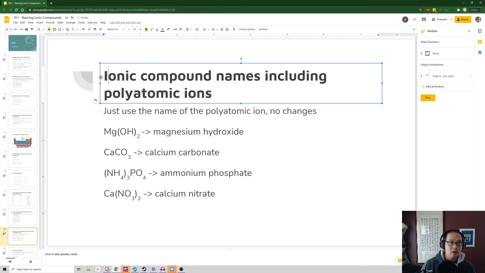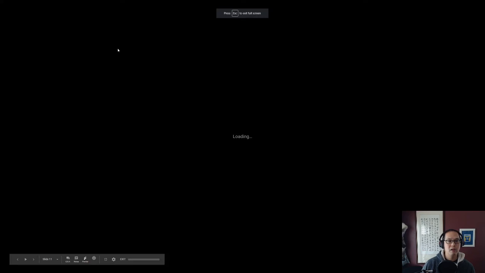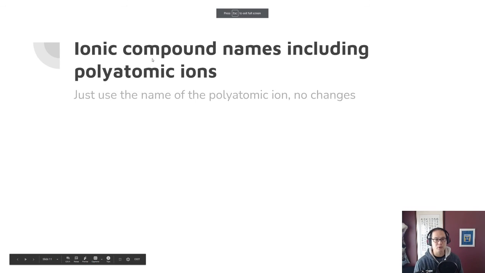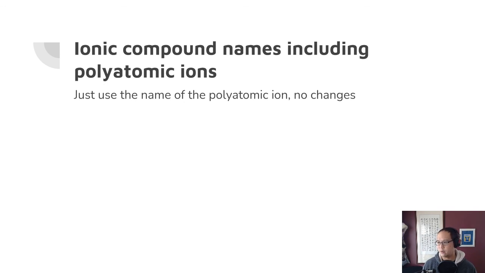When you're naming ionic compounds that have polyatomic ions, it's very simple. You just use the name of the polyatomic ion. You don't need to make any changes. You don't need to turn it into "ide" or anything like that.